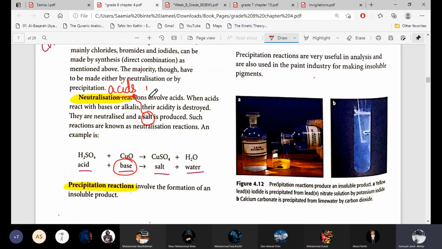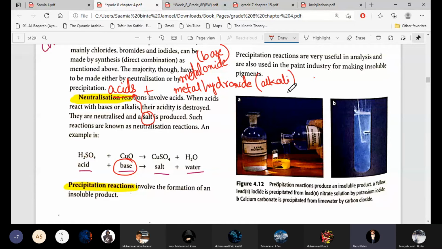Acids sometimes react with metal oxides, which are known as bases. They can also react with metal hydroxides. What are they called? Alkalis. Yeah, they're alkalis. Acids can directly react with metals. And the fourth point is that we can also react acids with metal carbonates.